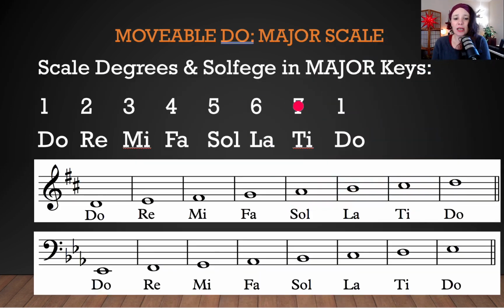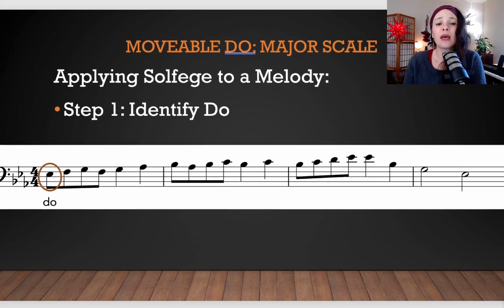So let's take a look at this. As I mentioned, whatever key you're in, the solfege is going to be centered around the scale degree. So this is in D major, do, re, mi, fa, sol, la, ti, do. In E flat major, do, re, mi, fa, sol, la, ti, do. Okay, how we do this.